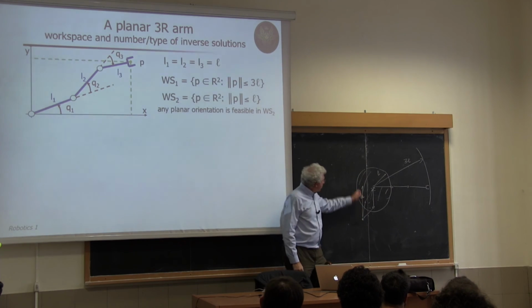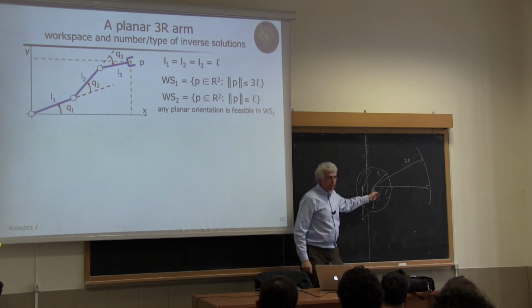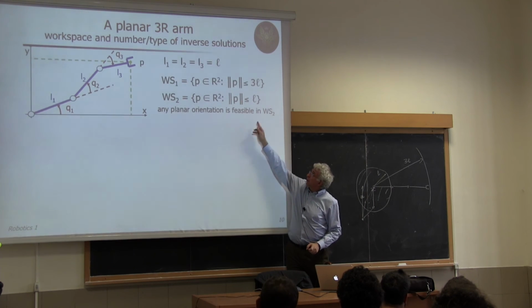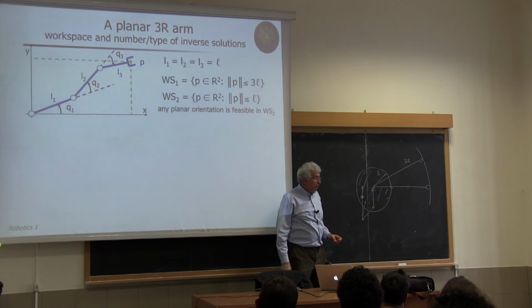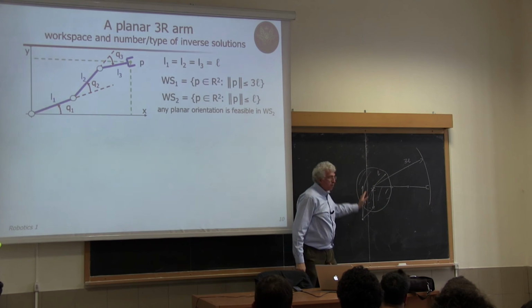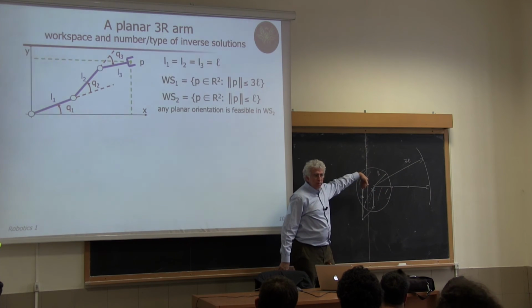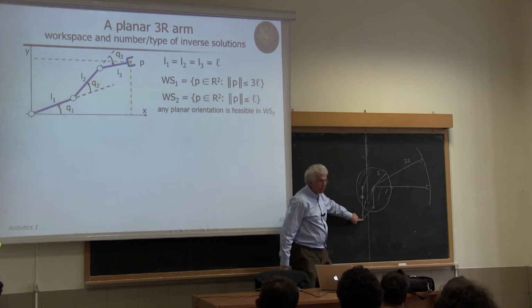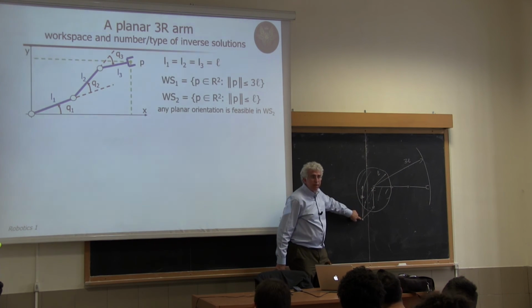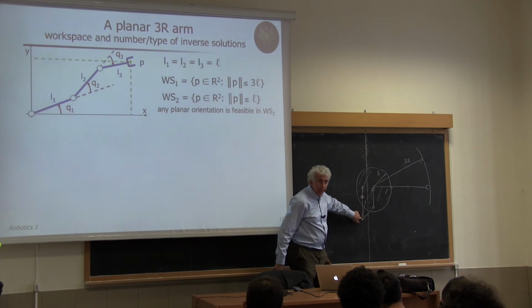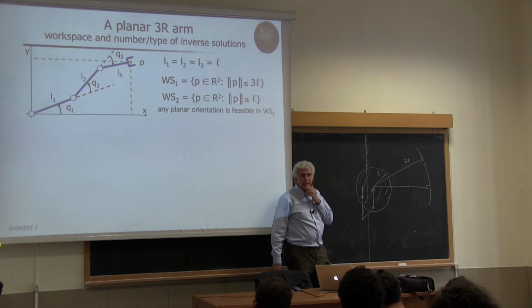Okay? So no matter how you pick a point inside a circle of, or even at the boundary of a circle of radius L, you can then choose any orientation in the plane and then go at the base of the third link and place the first and second link so that the tip of the second link is at the base of the third. And you can do this in general in 2 ways.